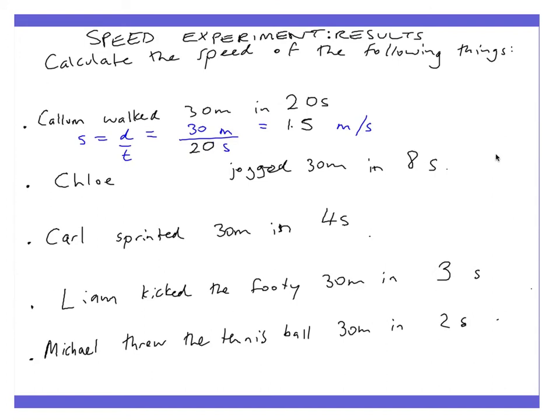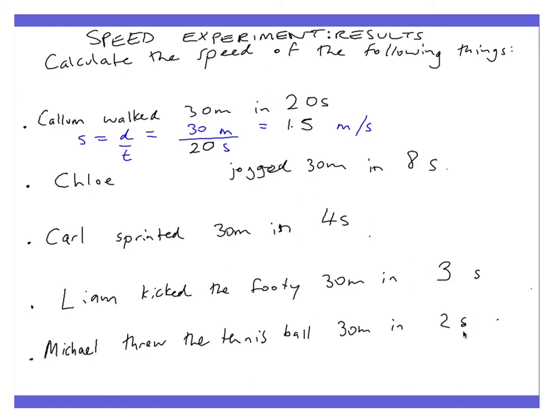Now, you might be asked in your exams to first work out some speeds and then plot those on a distance time graph. So here's a little experiment that I do with my students. Callum walked 30 meters in 20 seconds. Chloe jogged 30 meters in 8 seconds. Carl sprinted 30 meters in 4 seconds. Liam kicked the footy 30 meters in 3 seconds. And Michael threw the tennis ball 30 meters in 2 seconds.